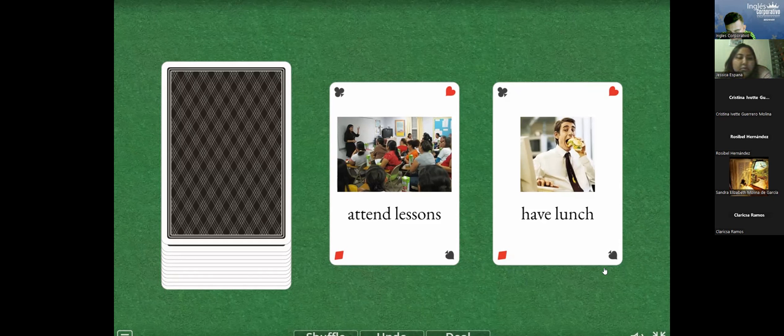Peter has lunch at 12 p.m. Peter, I'm sorry, Peter? Has lunch. Has lunch? At 12. At 12? And then what happened? And then he takes lessons. He or he takes? He takes a lesson. Very good.